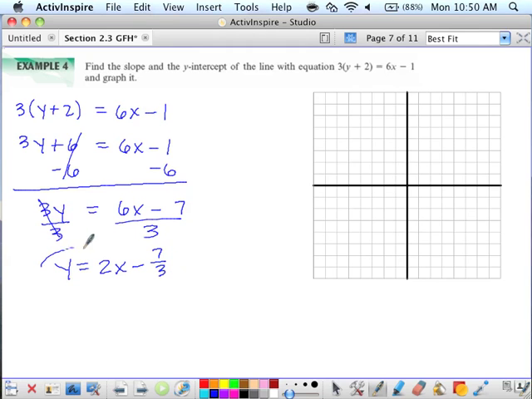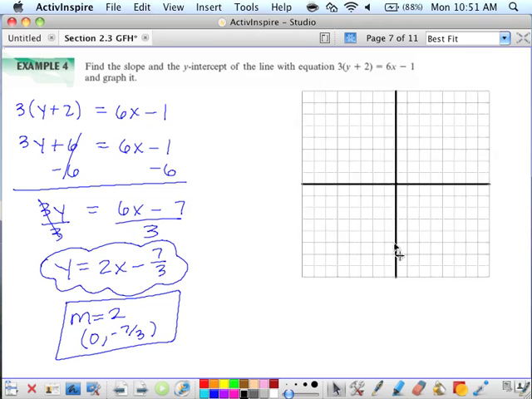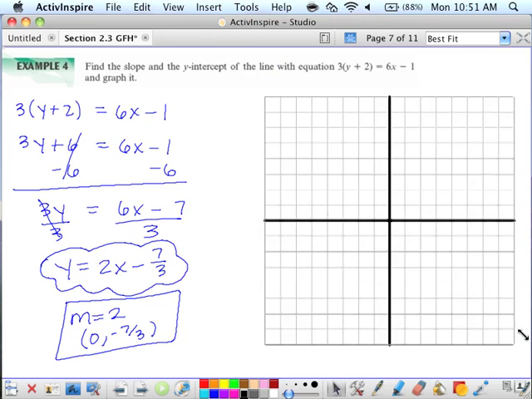Now we can answer the question. What is our slope? 2. Positive 2. What's our y-intercept? Negative 7/3. (0, -7/3). That's the information we were asked to find. All that leaves us to do is to graph it. So let's come over here in the graph and let's talk a little bit about the best way to get this graphed from the information that we have.